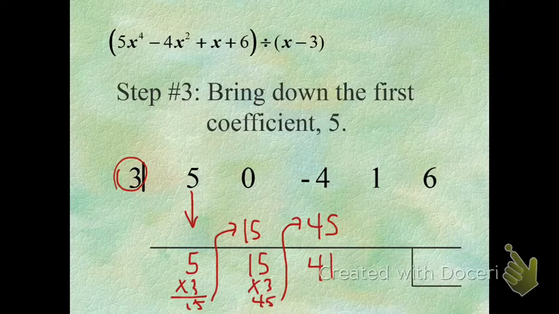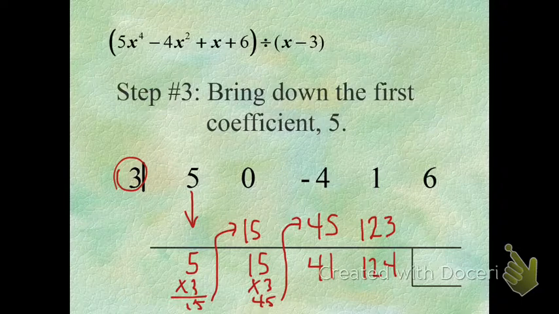41. Okay, let's repeat the process again. The 41 times the 3 is 123, and put that below the 1. And add them up. 1 plus 123 is 124.